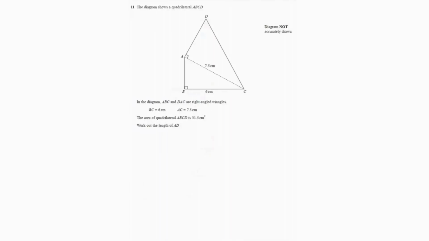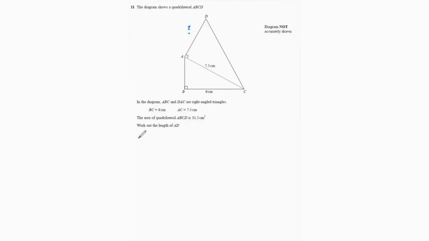Question 11 says the diagram shows the quadrilateral ABCD. In the diagram, ABC and DAC are right angle triangles. BC is 6 centimeters, AC is 7.5 centimeters. The area of the quadrilateral ABCD is 31.5 centimeters squared. Work out the length of AD. So we have the area of this entire quadrilateral and we have to work out this length. So we can see that both the triangles are right angle triangles and they make up this quadrilateral.